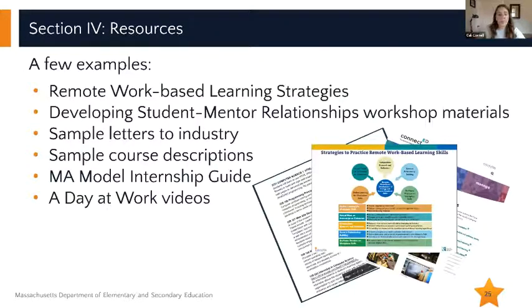We've included a sample letter to industry, inviting folks in to work with your program and start that partnership up. There are sample pathway course descriptions in a few different pathway sectors. We have the model internship program guide and a series of A Day at Work videos.